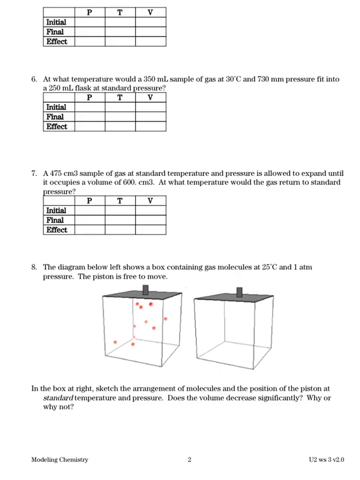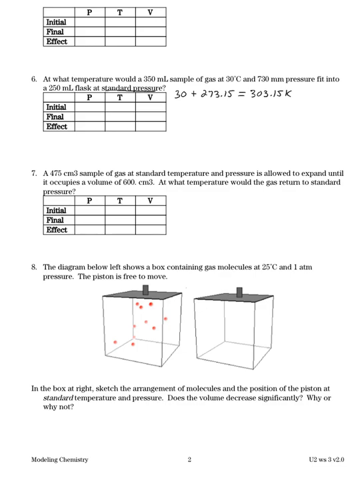At what temperature would a 350 milliliter sample of gas at 30 degrees Celsius, I've got to convert it. 30 plus 273.15 equals 303.15. There's my temperature converted. And I've got 730 millimeters of pressure fit into a 250 milliliter flask at standard pressure.